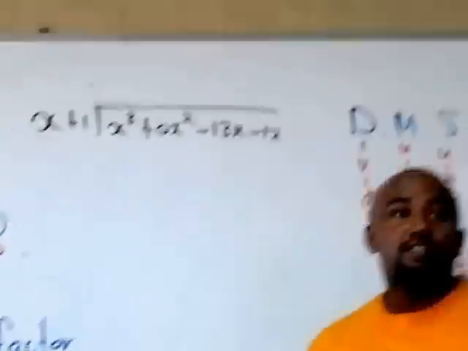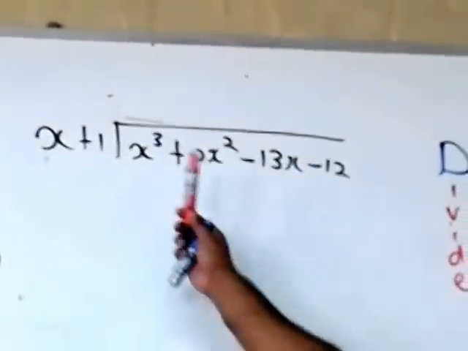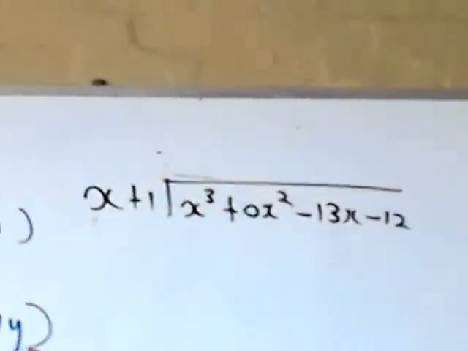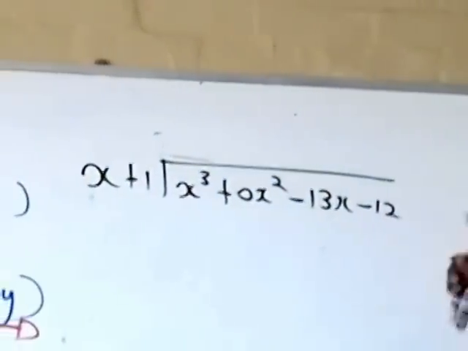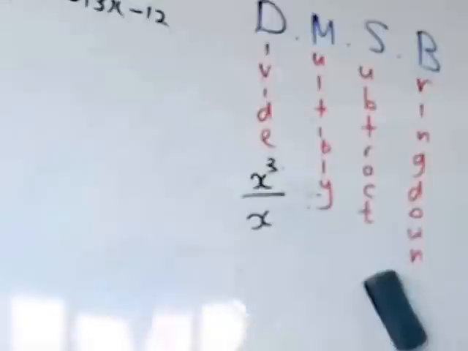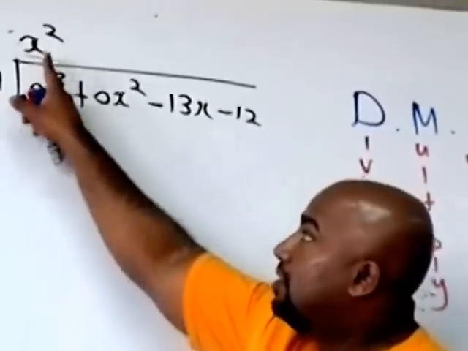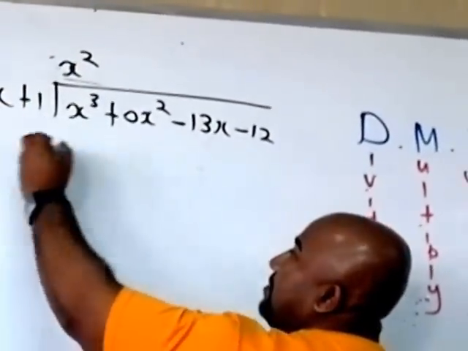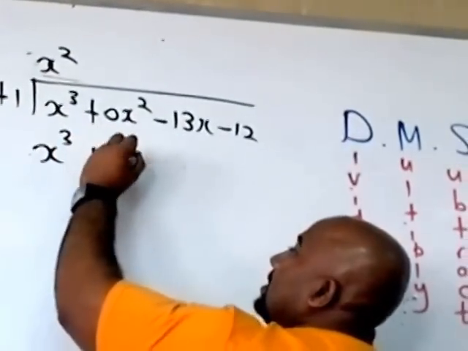Alright, step one. Step one is divide. You're going to take the first term, divide it by the first term. So you are taking x cubed and dividing it by x. X cubed divided by x is x squared. The next step is multiply. The answer you just worked out, you multiply by x plus 1. So x squared times x will give you x cubed. X squared times 1 will give you x squared.